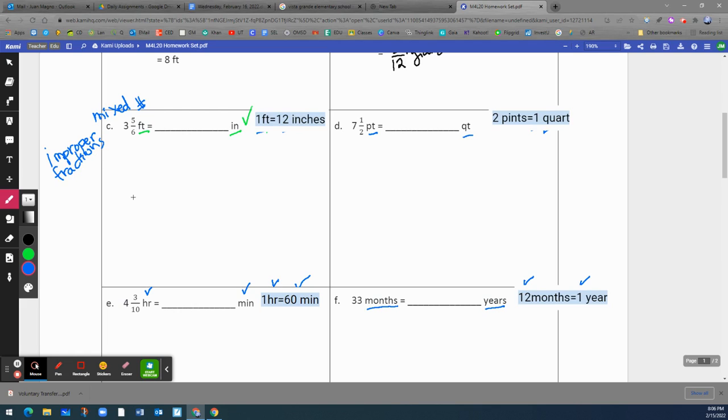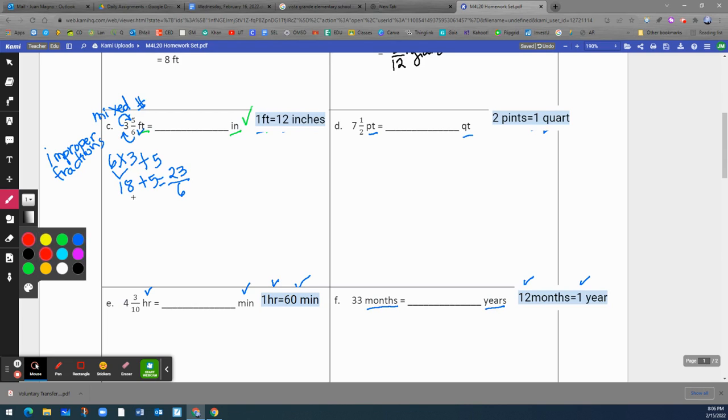Okay, let's do this. So we're going to multiply the 6 times 3, plus, after the product, we're going to add 5. So 6 times 3 equals 18. 18 plus 5 equals 23. Okay, so what is 23? It's going to be the same denominator, which is the 6. 23 sixths. So that is the improper fraction.